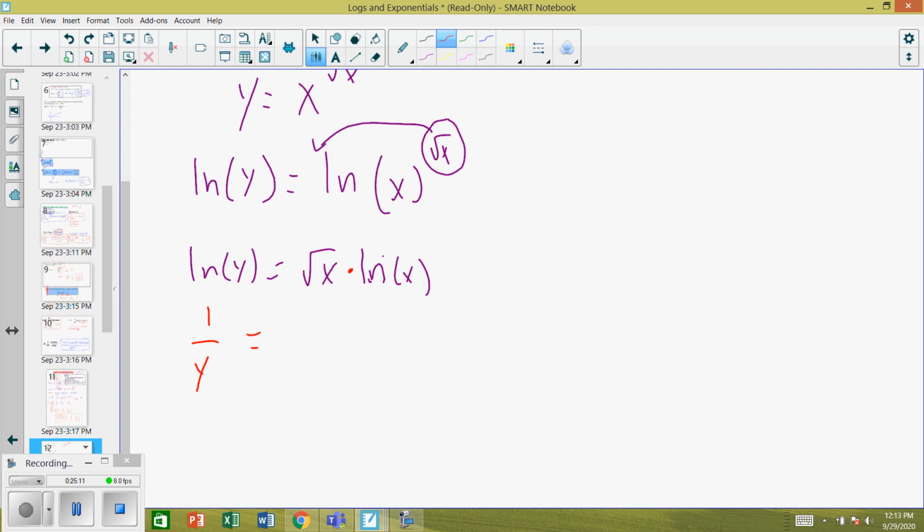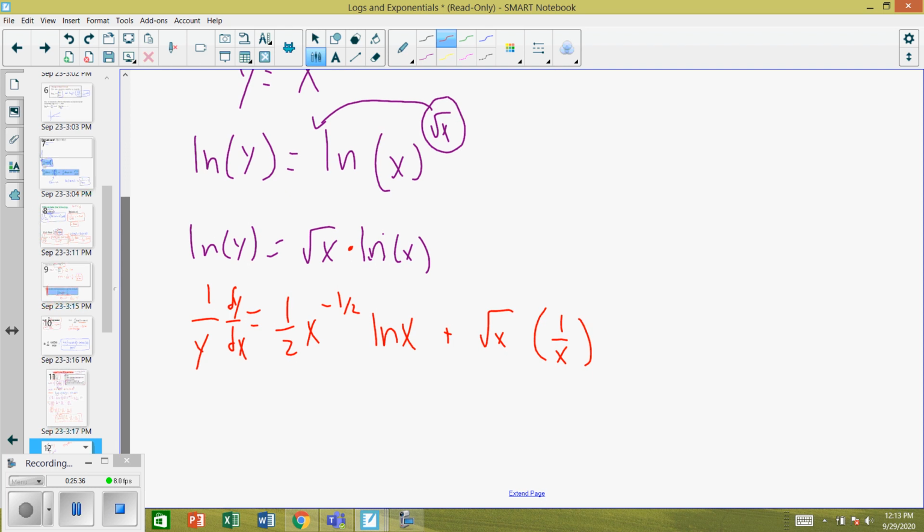So I'm going to do the derivative of the first, which is 1 half x to the negative 1 half, keep the second the same, plus keep the first the same, and the derivative of ln of x is 1 over x. And I apologize, over here when I did the derivative of ln of y, I should have had dy over dx because this is implicit.